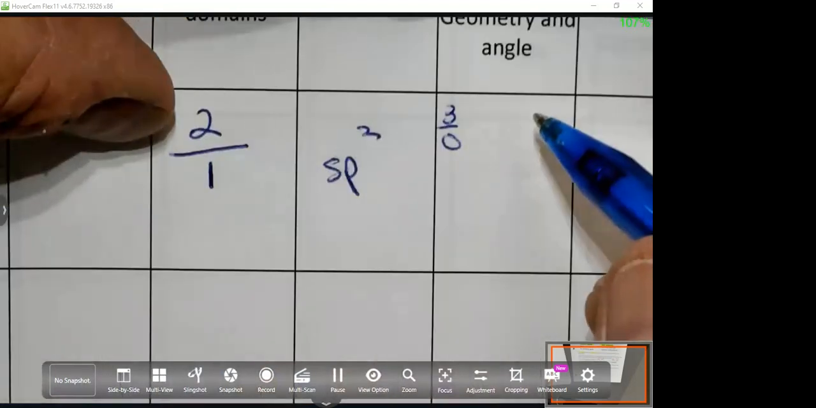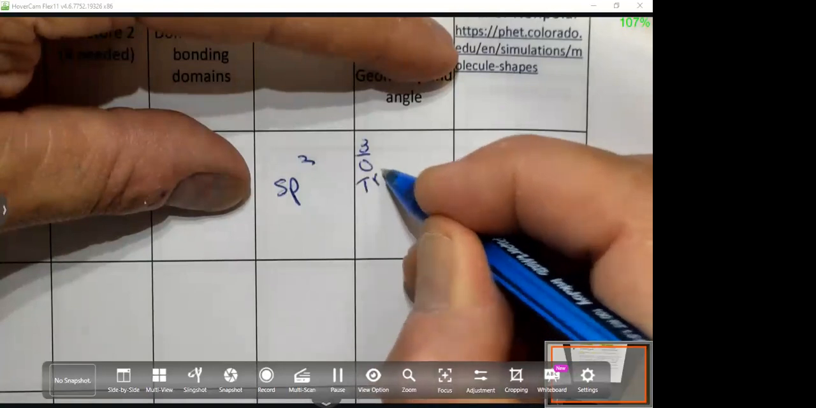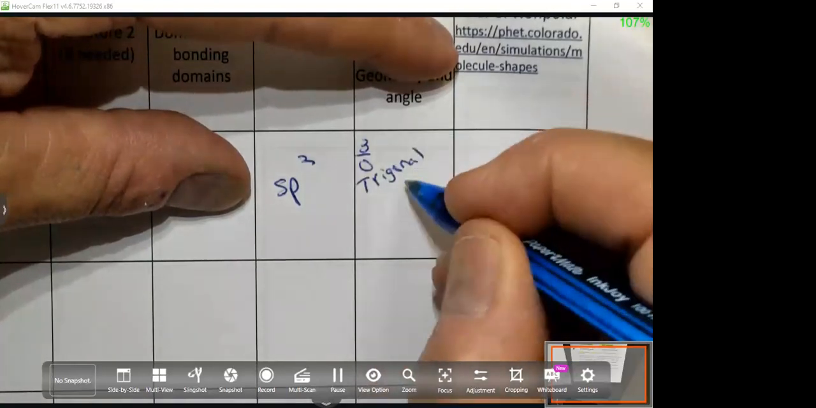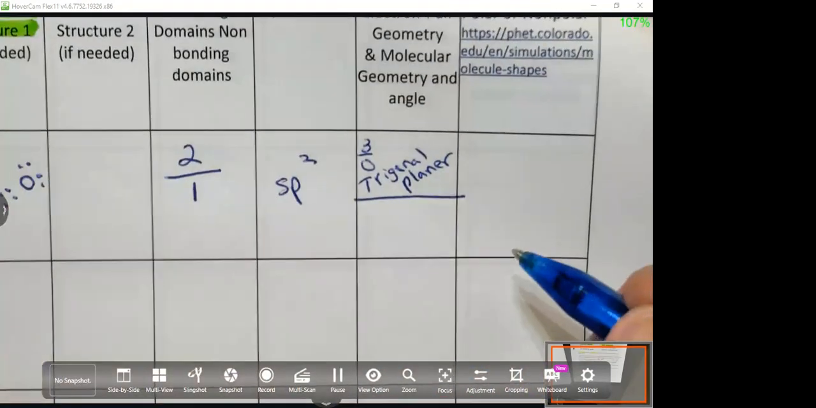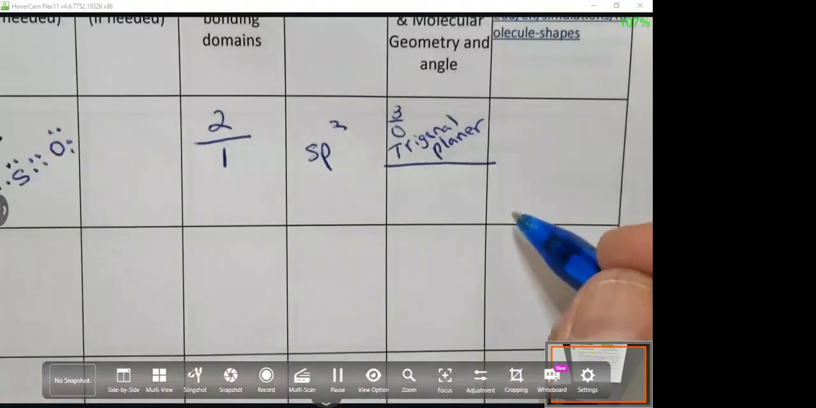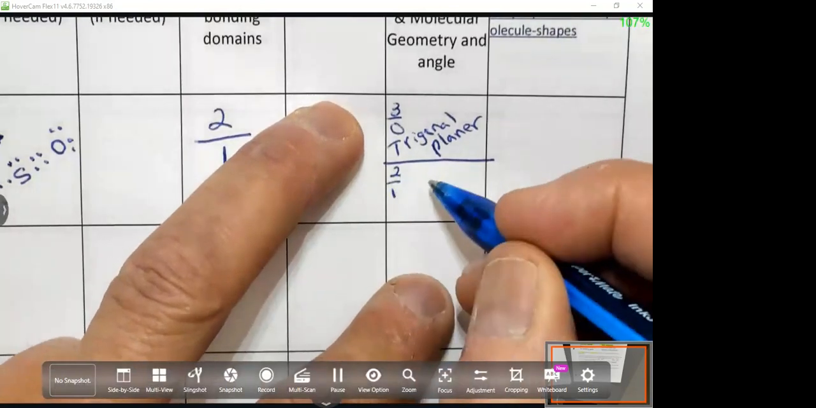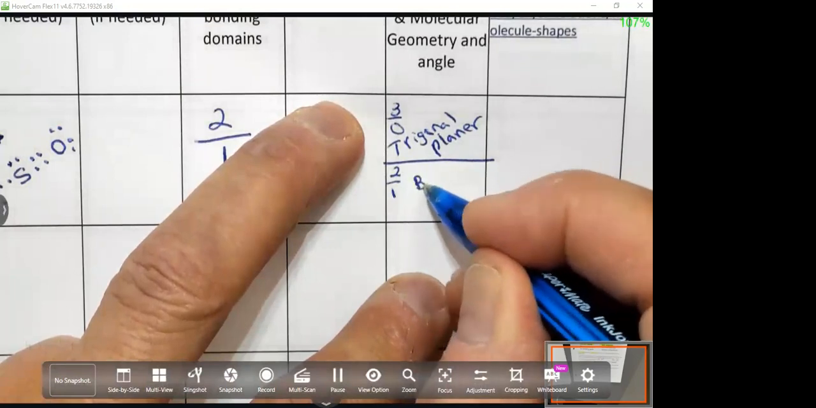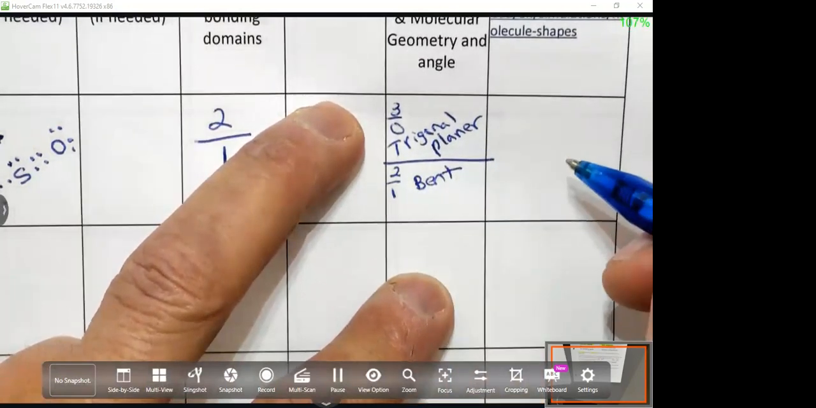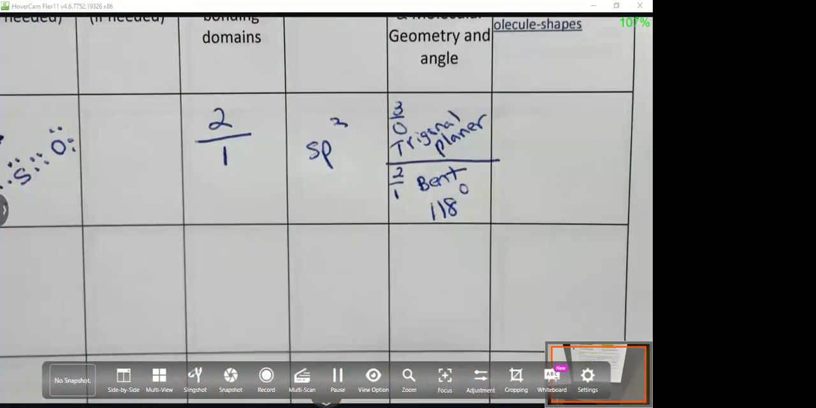And my electron pair geometry then is trigonal planar. My molecular geometry is a 2, 1. 2, 1 is going to get me bent at 118 degrees.